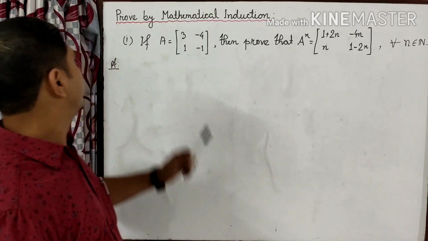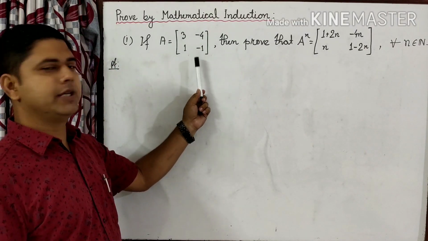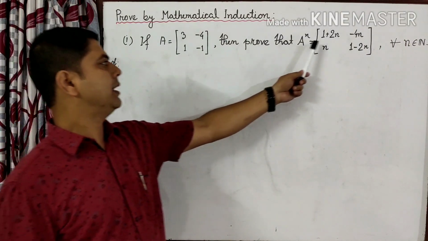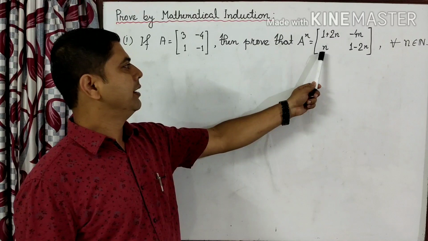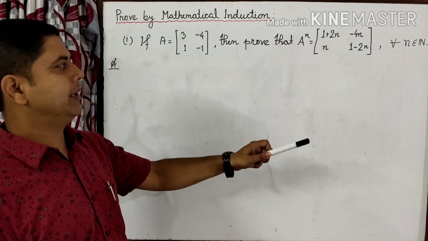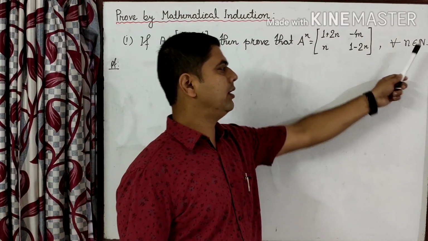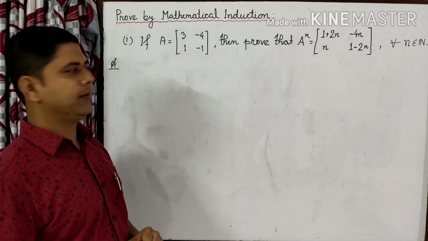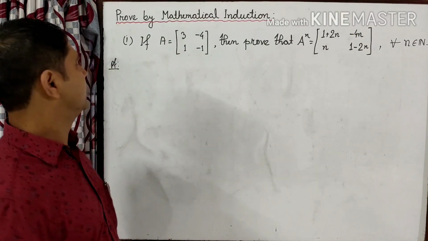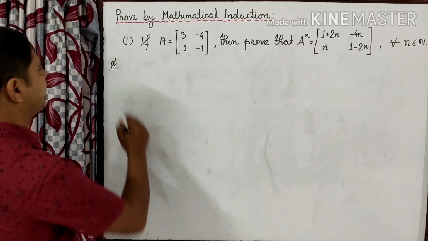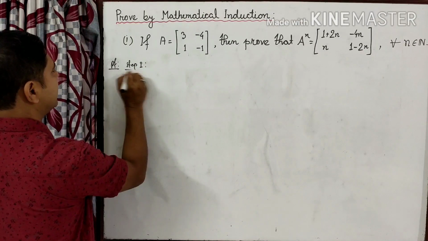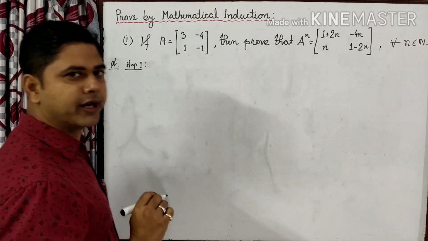In this example, if A equals this 2 by 2 matrix, then prove that A to the power n equals the matrix with elements 1 plus 2n, minus 4n, n, and 1 minus 2n. These are the four elements, a 2 by 2 matrix, for all n belonging to the natural numbers, by using the principle of mathematical induction.